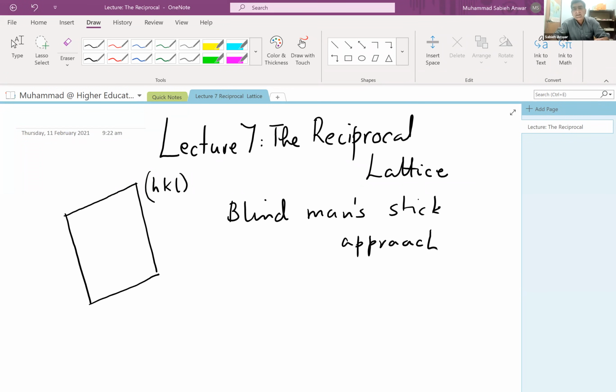And this means that instead of specifying the plane or drawing the plane itself, we could talk about the direction of the plane. And the direction of this plane can be specified by drawing a vector that is normal.